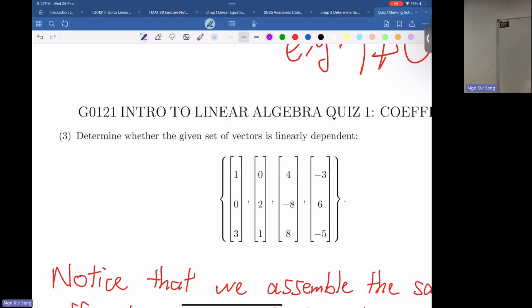Did anyone solve it from the definition? Anyone? Okay, so you set up a linear dependence relation between these 4 vectors, let's say V1, V2, V3, V4. So C1 times V1 plus C2 times V2 plus C3 times V3 plus C4 times V4 equals 0, and then show that C1, C2, C3 has only the trivial solution.